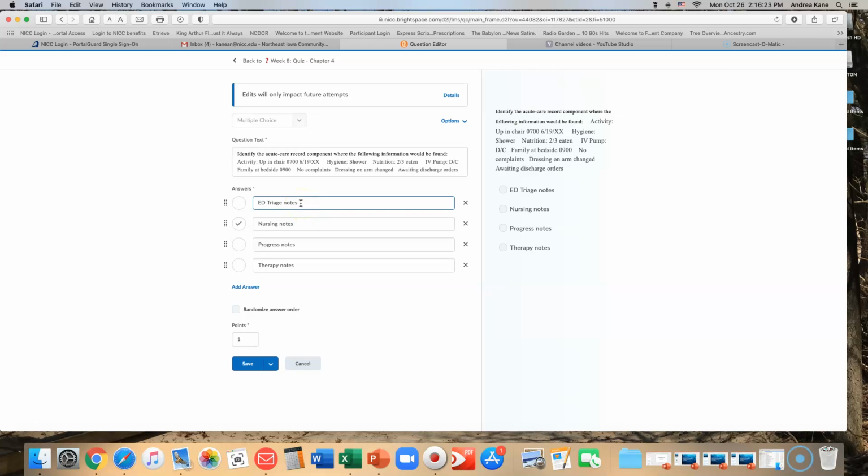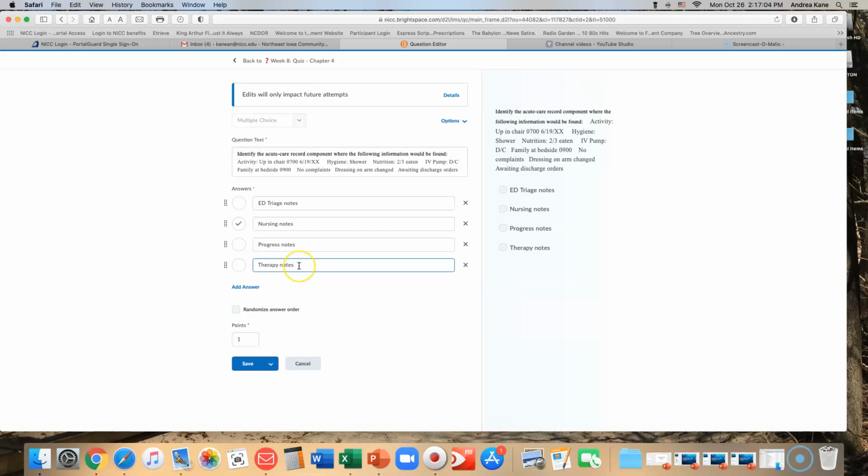No. Think about it. When somebody comes into the ED to be triaged, to be determined how quickly they need to go back and be seen by the physician, for instance, is this a heart attack or is this a cut finger or a strained ankle versus shortness of breath and a possible heart attack? No, this talks about a shower, a meal, family at bedside, dressing on arm change. None of that would happen in the ED triage. So you know right there it can't be that one.